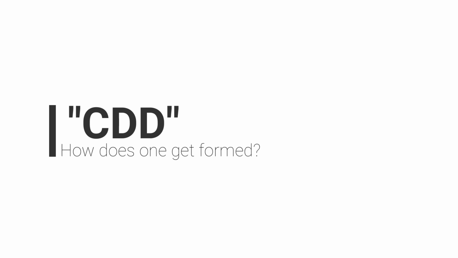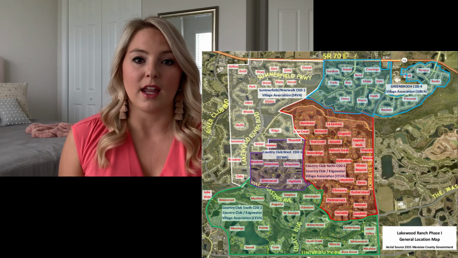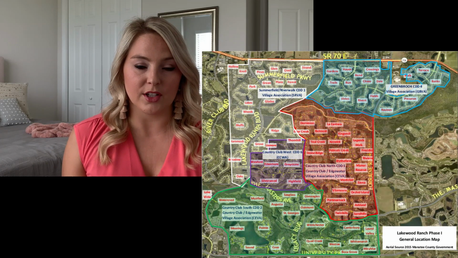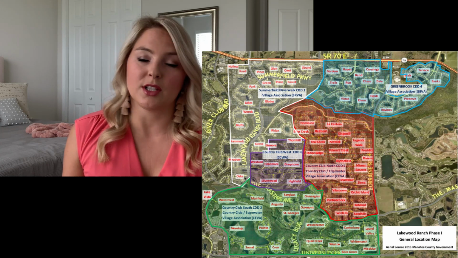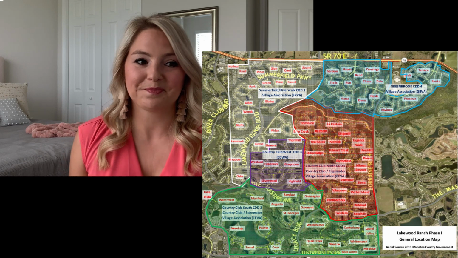How does a CDD get formed? The developer takes out a bond to build the community infrastructure and amenities initially, so the residents pay it back over time while enjoying these things that have been built for them. So in Lakewood Ranch specifically, there are 5 community development districts that encompass some of the villages here, and then the rest of them are part of a stewardship district, which is basically the same thing with a different term.